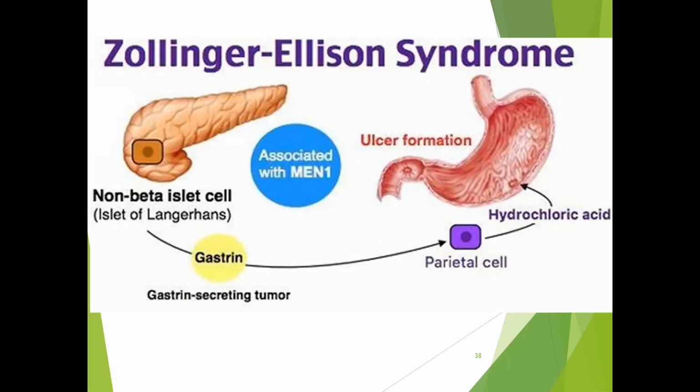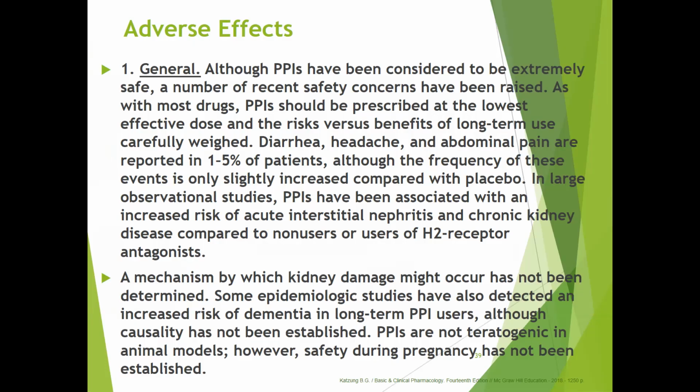Zollinger-Ellison syndrome. In any case, if you see very high concentrations of gastrin, we can check this hormone according to laboratory testing. We must provide computer tomography and MRI. We must find the source of this gastrinoma. But before the operation, we must provide very aggressive PPI treatment to our patient.